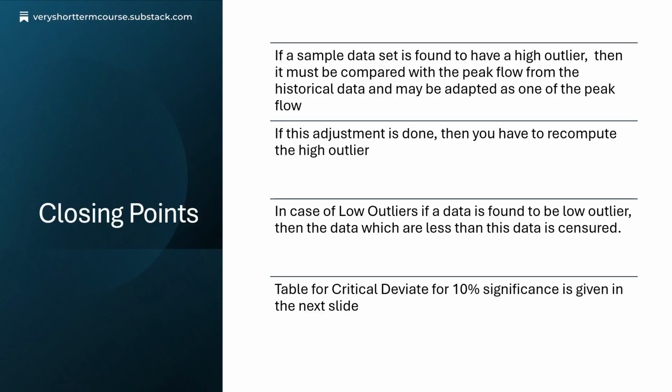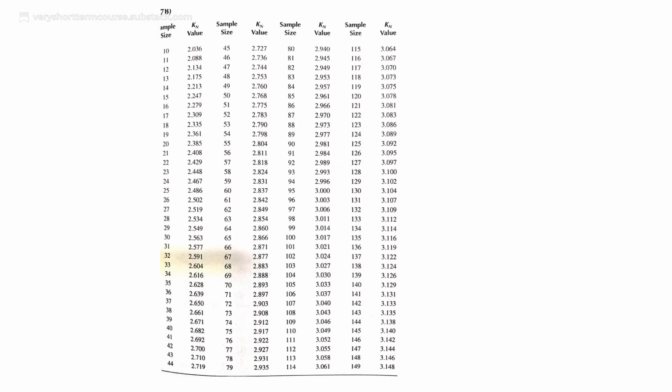But for the 10% significance, this is given here. You see, sample size 10, value of K is 2.036. Sample size 60, value of K is 2.83. But you can note that the sample size must be 10 or more. This method is for a longer format of dataset. This is not for a shorter version of dataset.